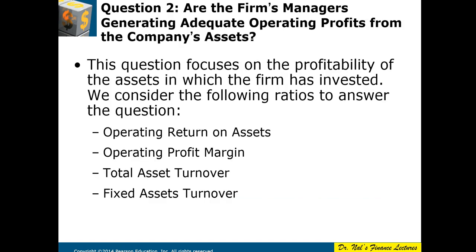Now we can go to the second important question. Are the firm's managers generating adequate operating profits from the company's assets? So the main tool for this one will be the operating return on assets, arguably the most important ratio, though we will look at 3 additional ratios: operating profit margin, total asset turnover, and fixed asset turnover as well. So the key question we are answering is the operating profitability of the firm. Are we able to use the assets properly to generate profits as they are designed for?